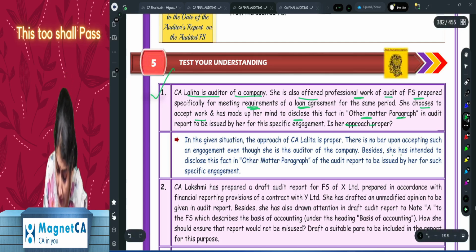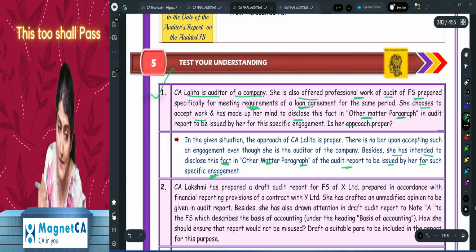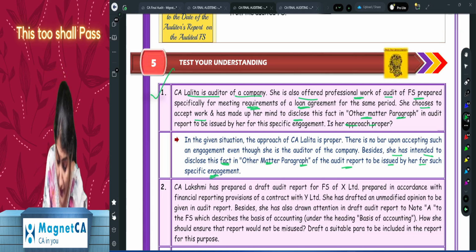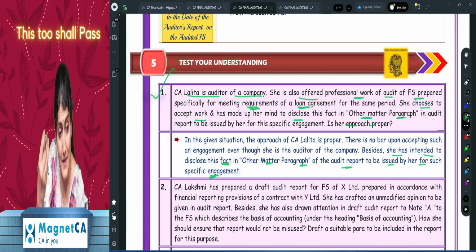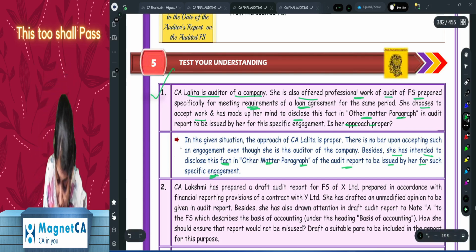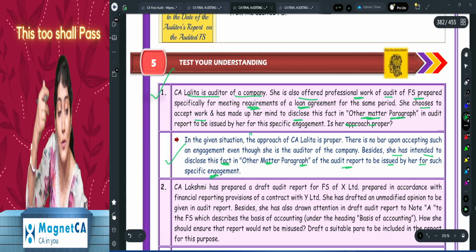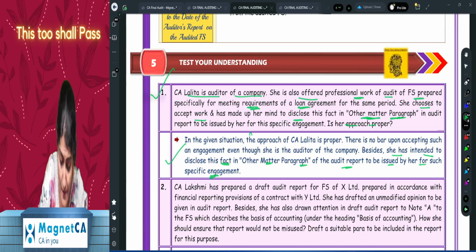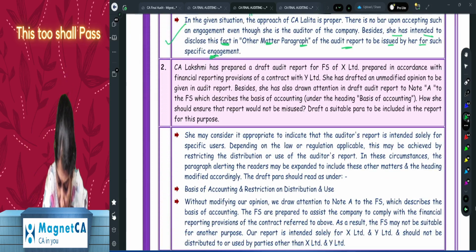So what does it say? She has intended to disclose the fact in the other matter of the audit report, saying that it is only for a specific set of users, right? So if you make a reference to the financial statements, then emphasis of matter. But if you're just saying that it is for a specific set of users, so that's related to the audit and the auditor's responsibility, then you put it under the other matter.